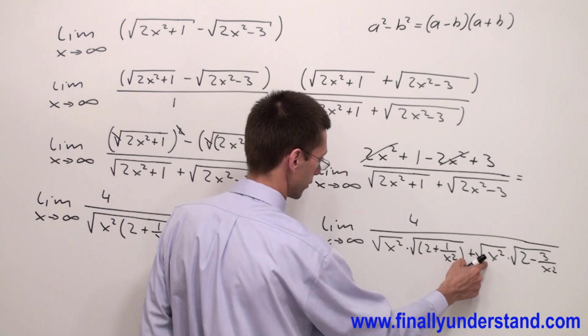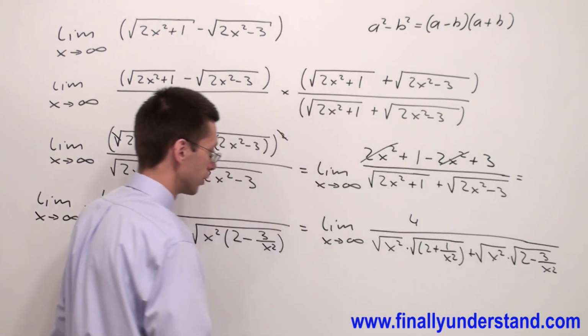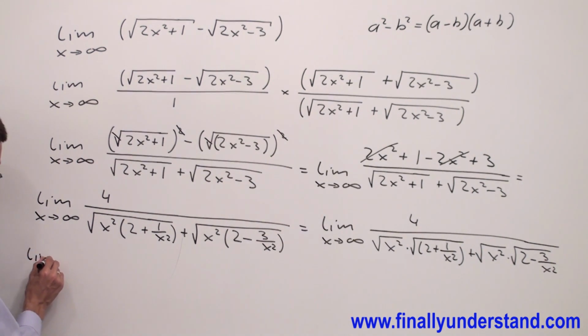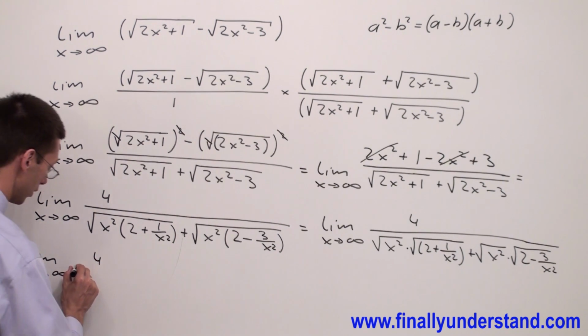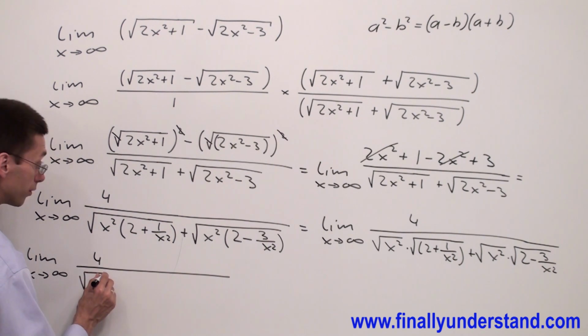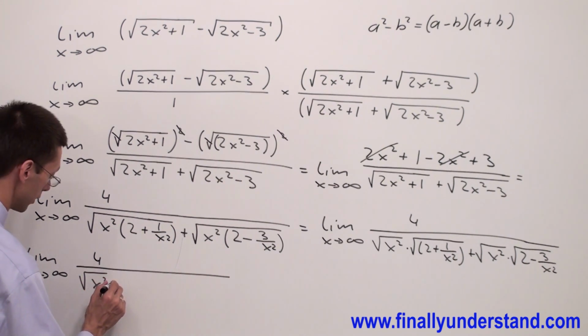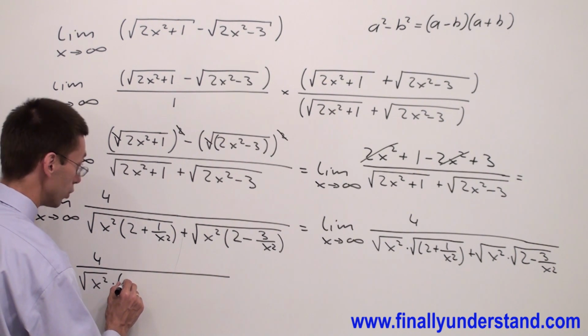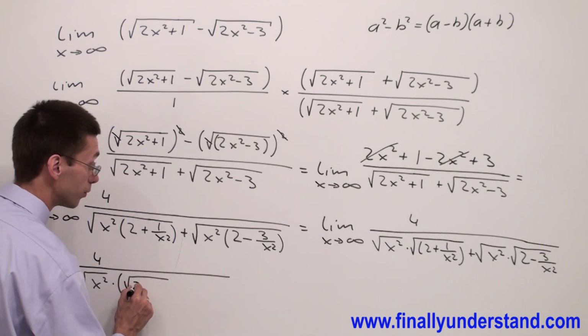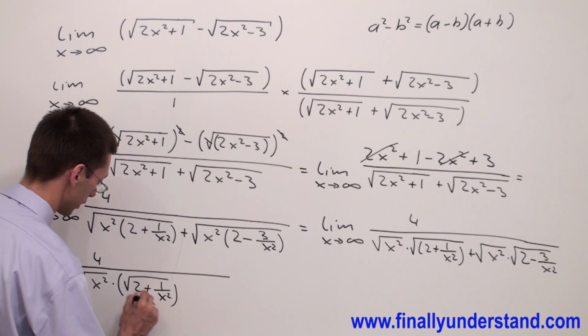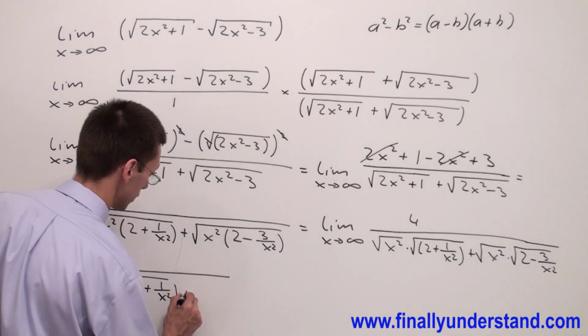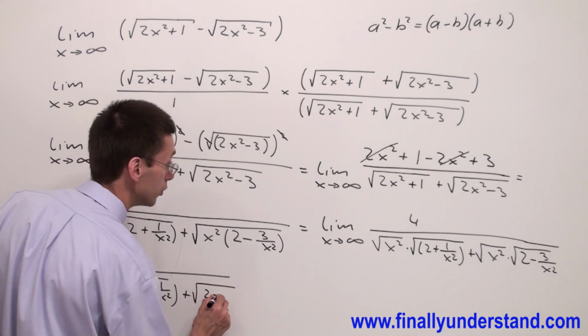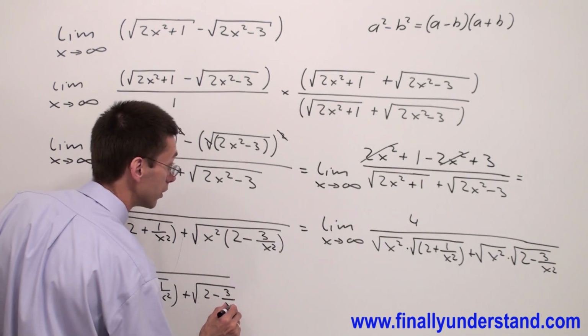Next, I can factorize the square root of x squared, and we're going to have the limit with x going to infinity, and I'm going to have 4 over square root of x squared times, and I have square root of 2 plus 1 over x squared plus square root of 2 minus 3 over x squared.